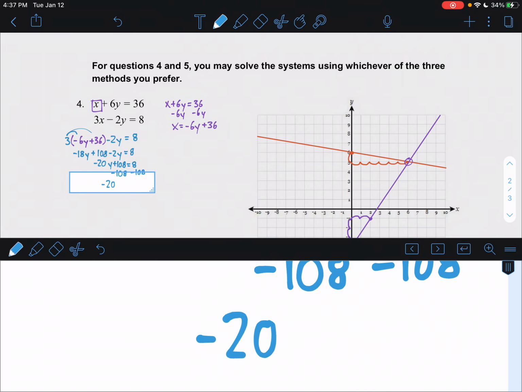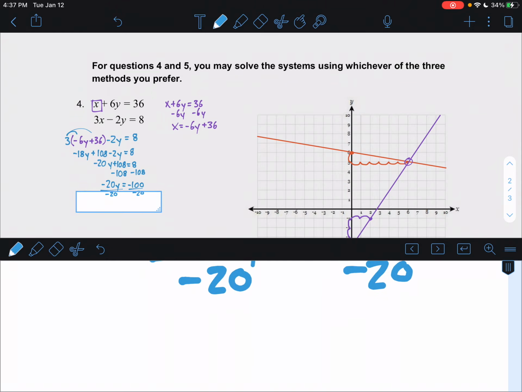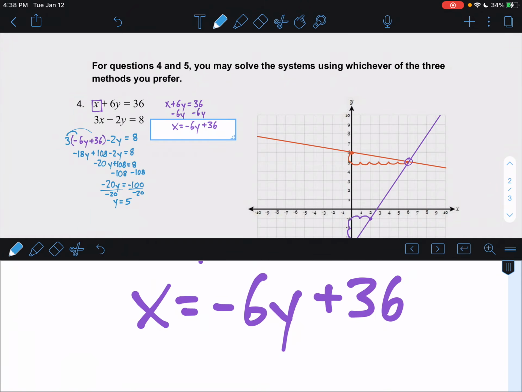Which is going to be negative 20y equals negative 100. And divide both sides by negative 20 to get y equals 5. So I got y equals 5. And now I'm going to plug that into this equation that I have for x to get x as well.